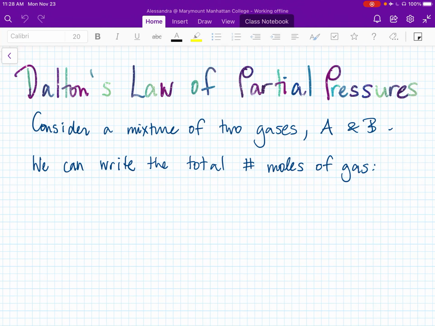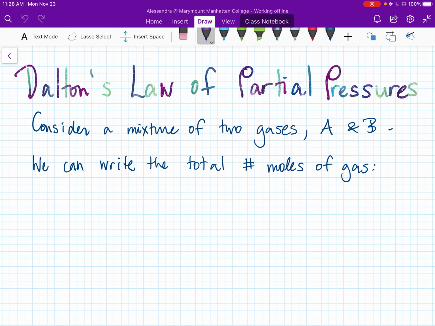So now we need to think about what happens when we have mixtures of gases. And here we need to apply Dalton's law. Dalton's law of partial pressures can be applied when we have a mixture of two or more gases. So let's start simple. Let's consider a mixture of only two gases. I'm going to call them A and B.